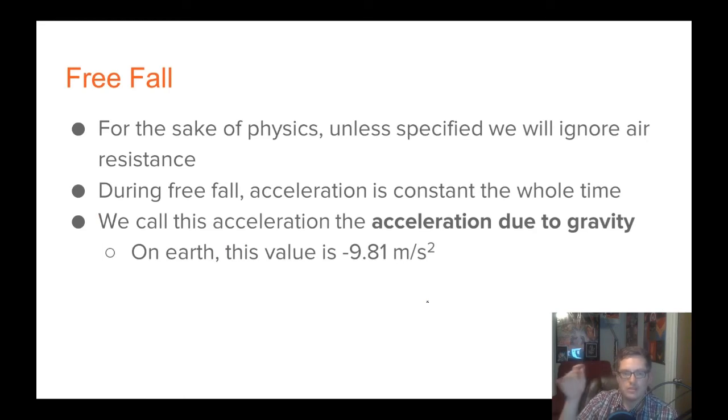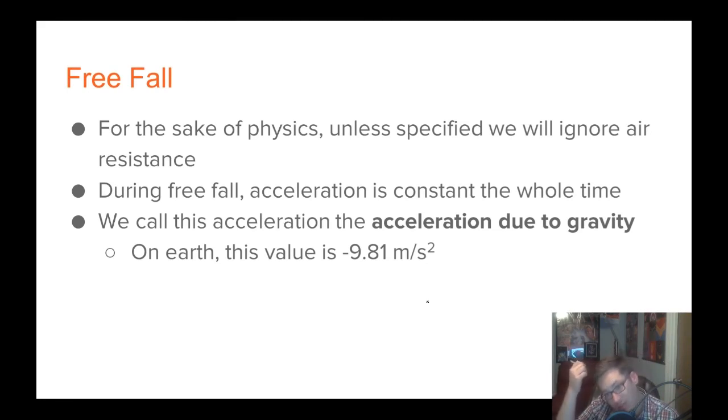Now, here's some things that you need to know about free fall as we keep going. In physics, at least at this level, we're going to ignore air resistance just to make our math a little easier. During free fall, we're going to assume that acceleration is constant the whole time. Pretty much this is true, so that's not much of an assumption.